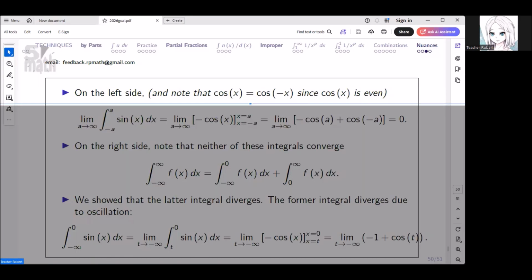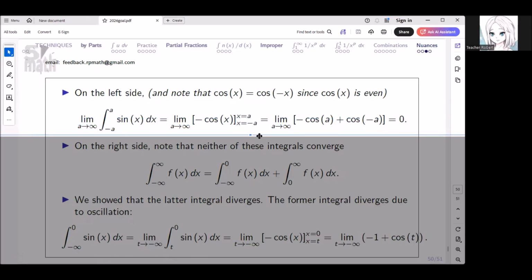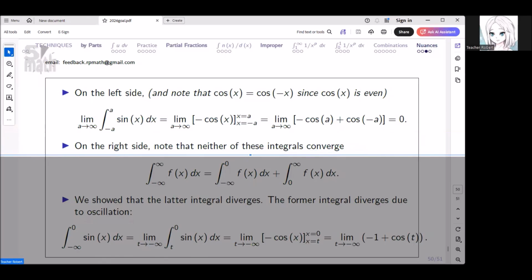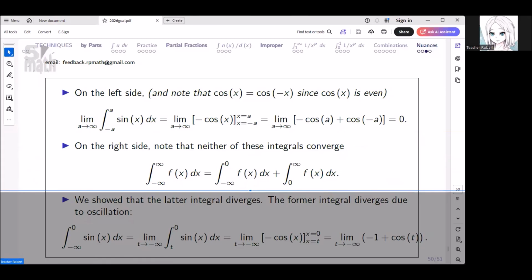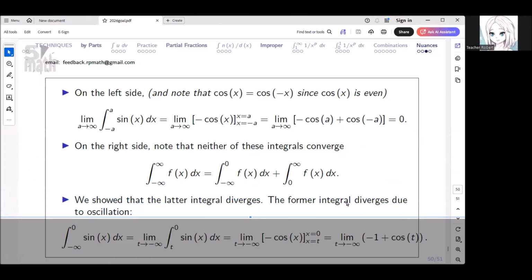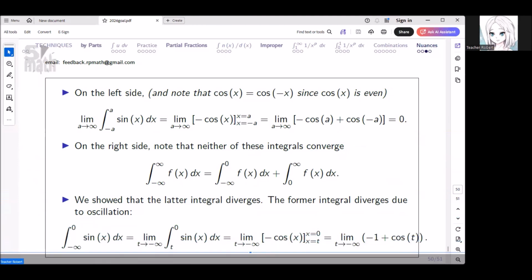On the left side, I note that cosine x equals cosine minus x since cosine x is even. And we get the following. On the right side, note that neither of these integrals converge. And we get the following. We showed that the latter integral diverges. The former integral diverges due to oscillation. And we get the following.